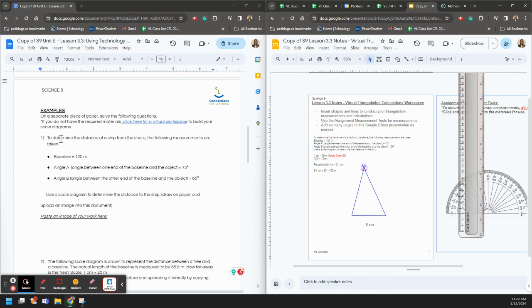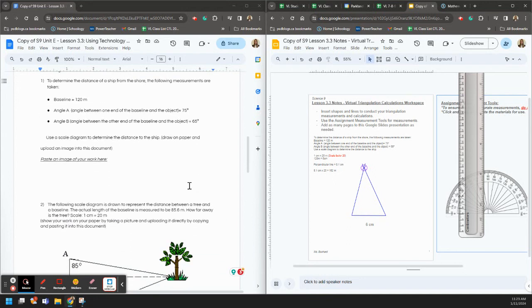For the first example, to determine the distance of a ship from the shoreline, the following measurements are taken. They have a baseline already. They measure it out to be 120 meters. And then they have two angles. The first angle is 75 degrees and the second angle is 65 degrees. Now our job is to use a scale diagram to determine the distance to the ship.